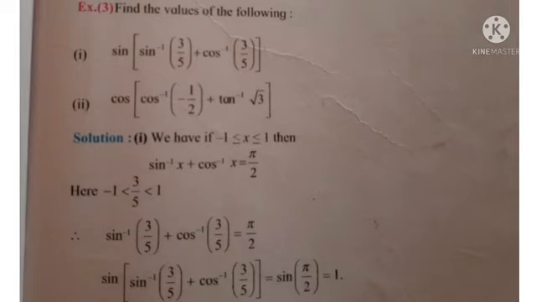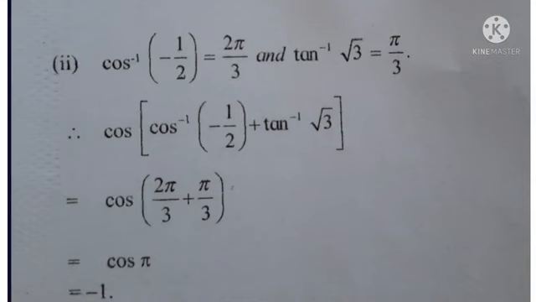Okay. Similarly, second one: cos inverse minus half is equal to 2 pi by 3 and tan inverse root 3 is equal to pi by 3. So we write cos of cos inverse minus 1 upon 2 plus tan inverse root 3. We get cos of 2 pi upon 3 plus pi by 3, since cos inverse minus 1 upon 2 is 2 pi upon 3 and tan inverse root 3 is pi by 3. So we get cos of 3 pi by 3, which means cos of pi, is nothing but minus 1.